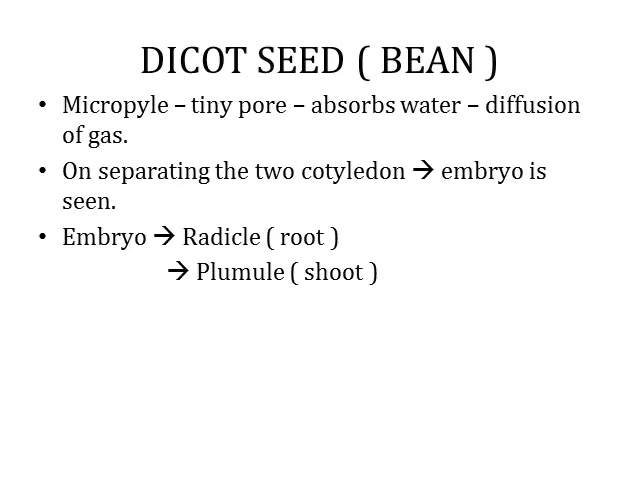Below the seed coat there are 2 thick cotyledons which contain food for the embryo and protect it. On separating the 2 cotyledons, you can see the embryo attached to one of the cotyledons. The embryo consists of 2 parts: one is the radicle, another is the plumule.